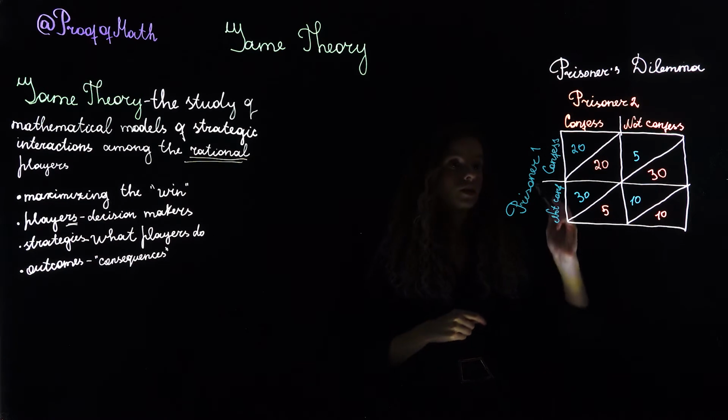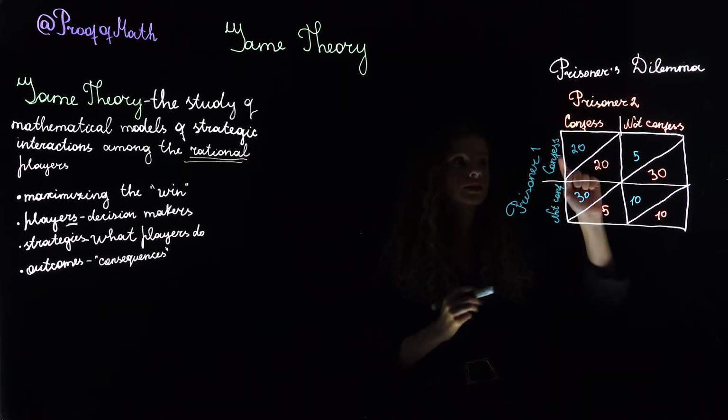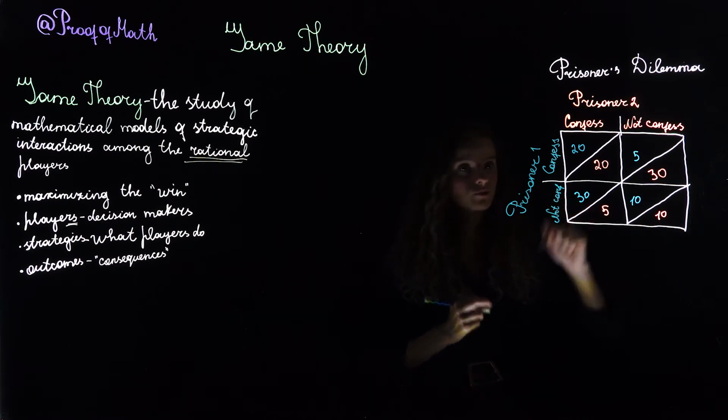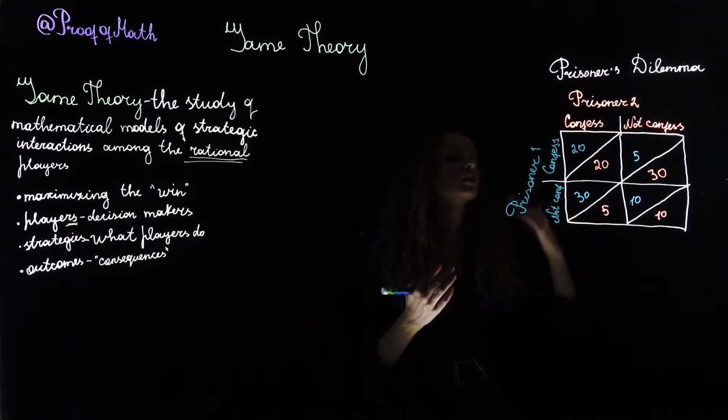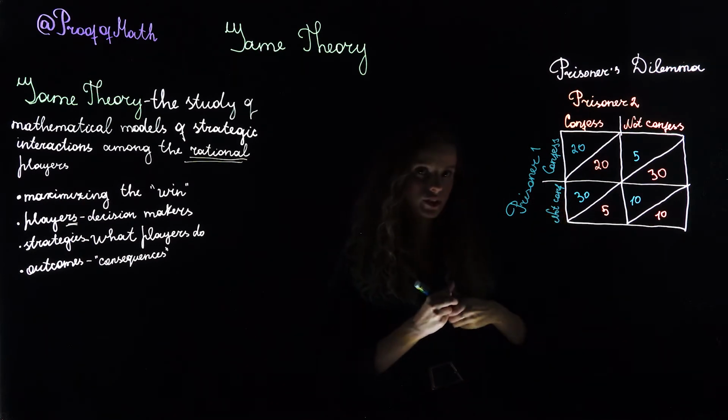If prisoner number 2 chooses to confess, prisoner number 1 has a choice, either to confess or not confess. If prisoner number 1 confesses, he's going to spend 20 years in jail. If he chooses not to confess, he's going to spend 30 years in jail. If he is a rational player, he is going to choose to confess, because this way he's going to spend less time in prison.